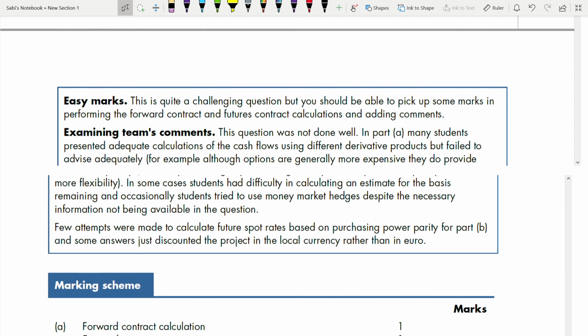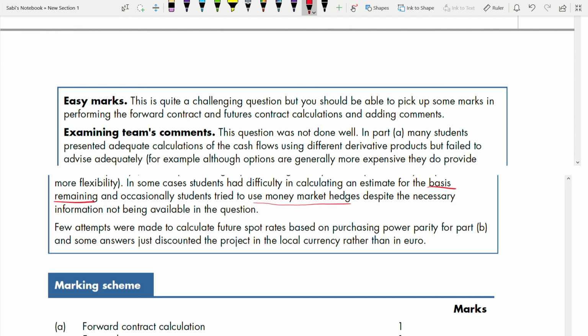In part A, many students presented adequate calculations of cash flow using different derivative data but failed to advise adequately. For example, options are generally more expensive due to more flexibility. In some cases, students had difficulty in calculating an estimate for basis remaining. So this is also an area where candidates struggle. And occasionally, students try to use money market hedging despite the necessary information not being available in the question.